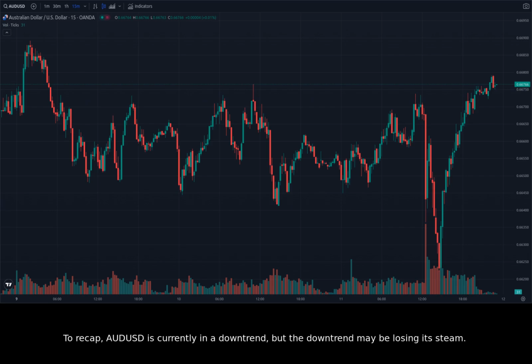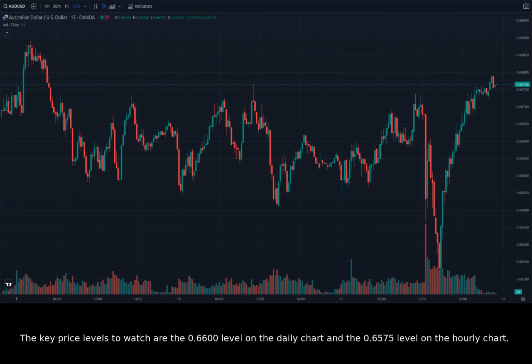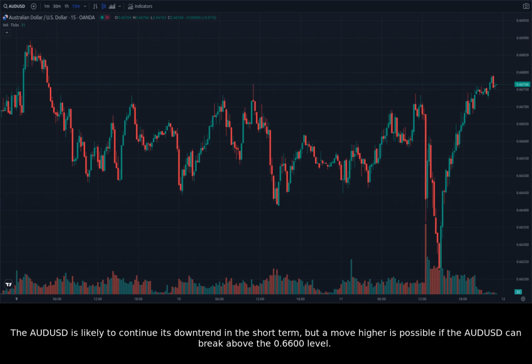To recap, AUDUSD is currently in a downtrend, but the downtrend may be losing its steam. The hourly chart is showing a consolidation pattern below the 0.6600 level, which could break down to the 0.6575 level. The 15-minute chart shows range-bound trading, but the lack of strong volume suggests a lack of conviction from either side. The key price levels to watch are the 0.6600 level on the daily chart and the 0.6575 level on the hourly chart. The AUDUSD is likely to continue its downtrend in the short term, but a move higher is possible if the AUDUSD can break above the 0.6600 level.